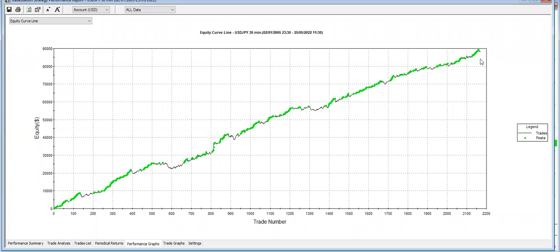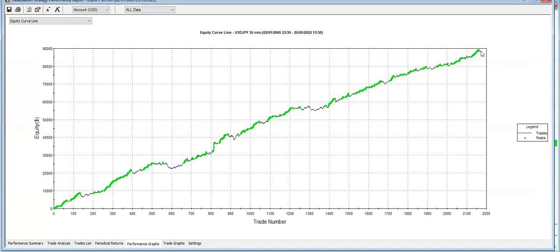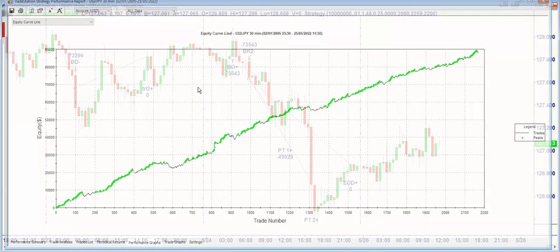Equity curve wise, equity topped out, I think, back in April, but seeing a very minor pullback in equity. Again, nothing like we haven't seen before on this system. It's quite a good one for dollar yen in particular. So seeing a bit of a pullback in equity there.